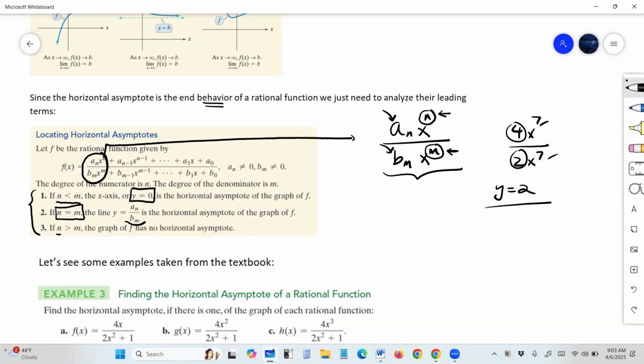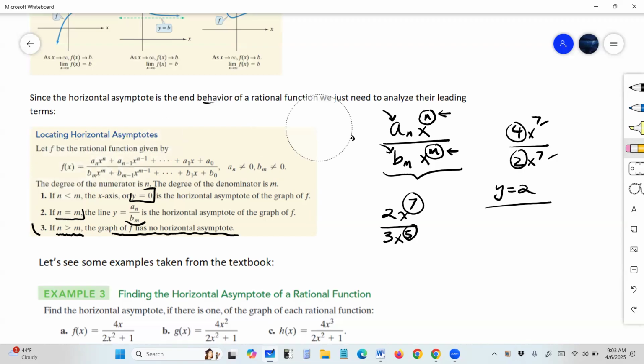If, on the other hand, the n exponent is bigger, right? So, 2x^7, 3x^5, the n is bigger than the m, then the function has no vertical asymptote. So these are the three possible scenarios.